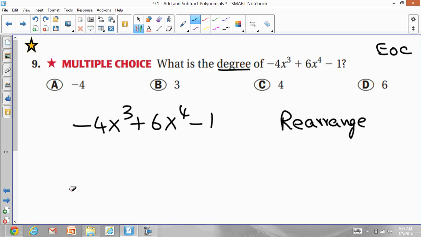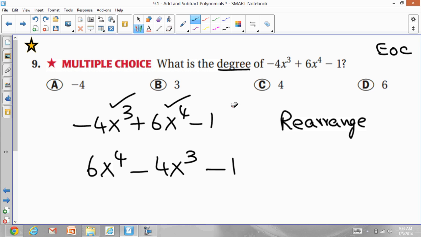So let's rearrange them to get 6x to the power of 4. Rearranging means you get the terms with the highest exponents first. Then you get minus 4x cubed, minus 1. This doesn't have any exponents. It doesn't have any variables, so it comes last. So now the degree in this case becomes the highest exponent. The highest exponent is 4.